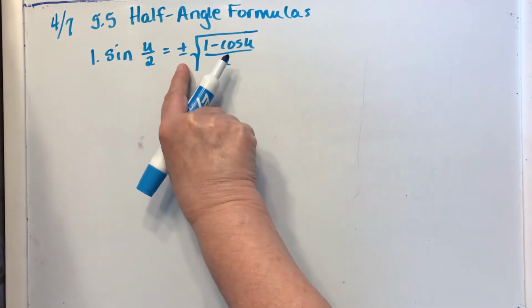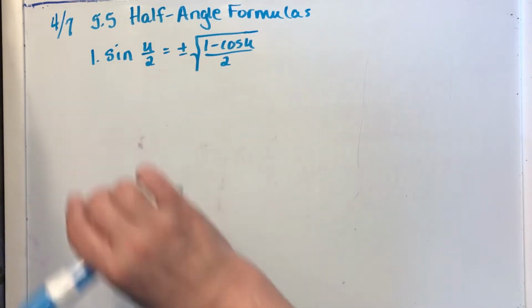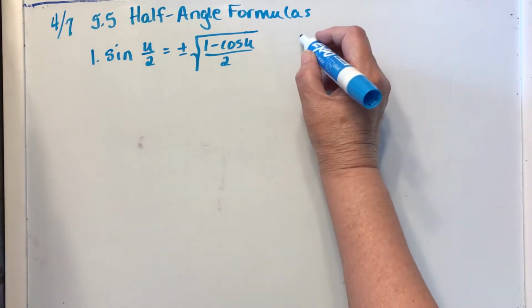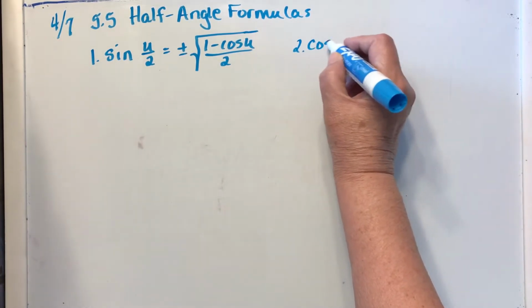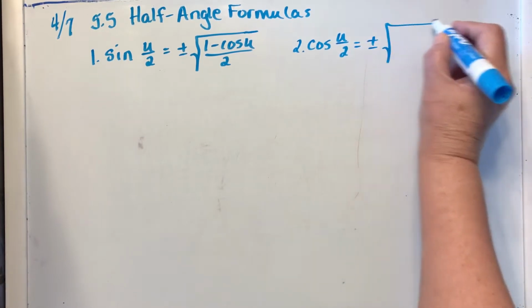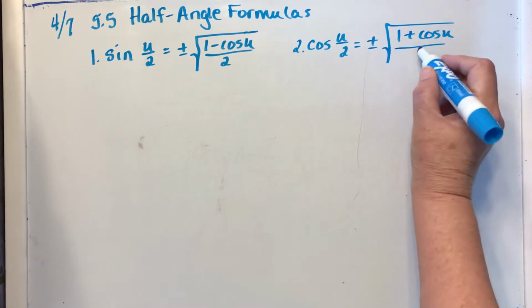The positive and negative we're going to talk about in a minute, but that's going to come from which quadrant where we find u over 2. The cosine of u over 2 is equal to positive or negative square root of 1 plus cosine u all over 2.